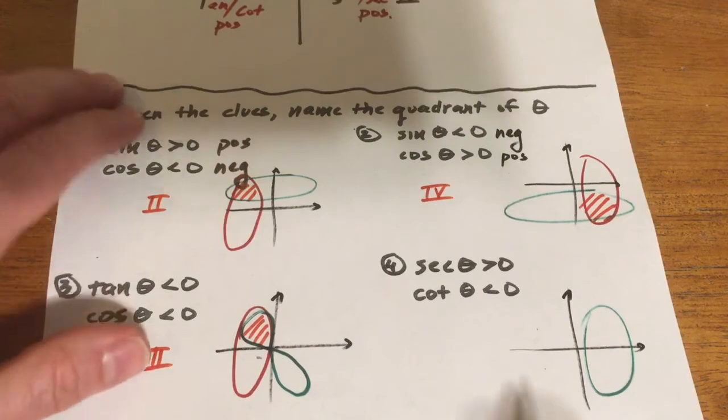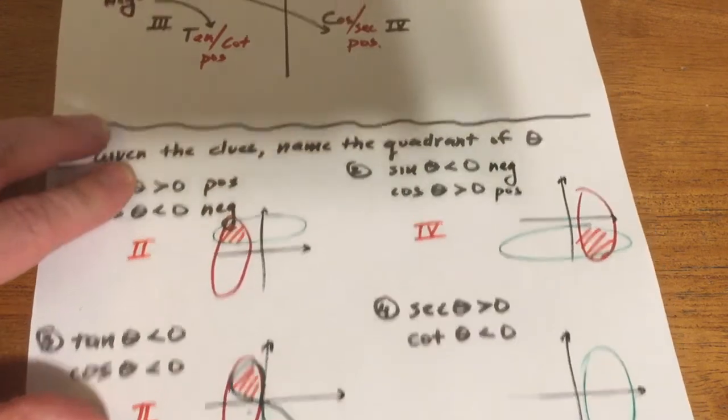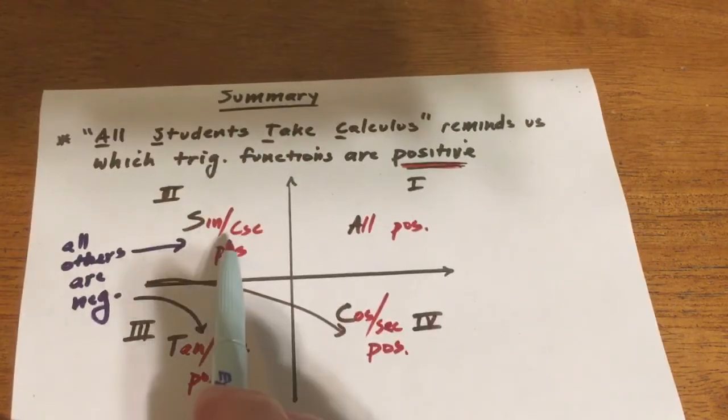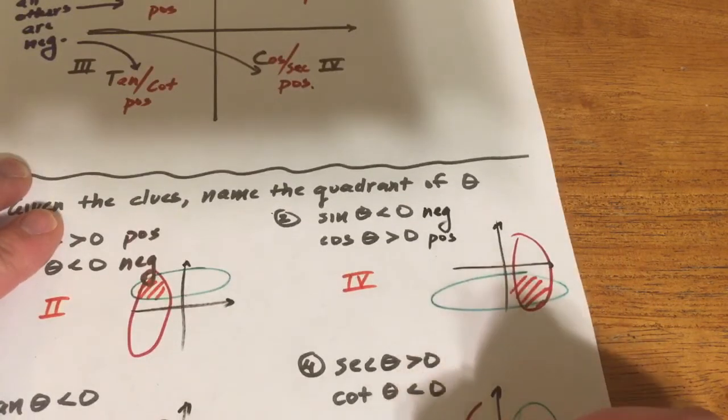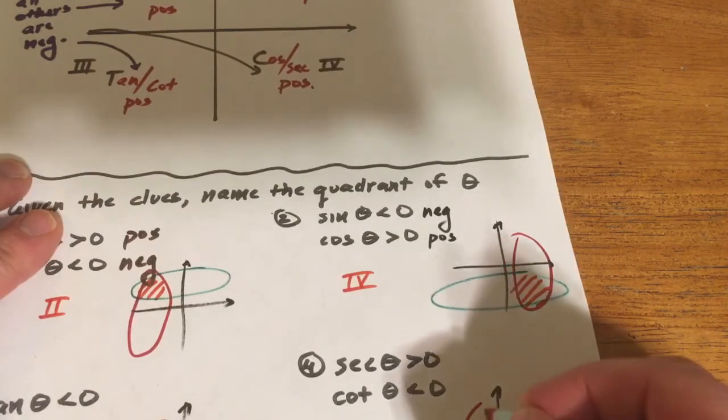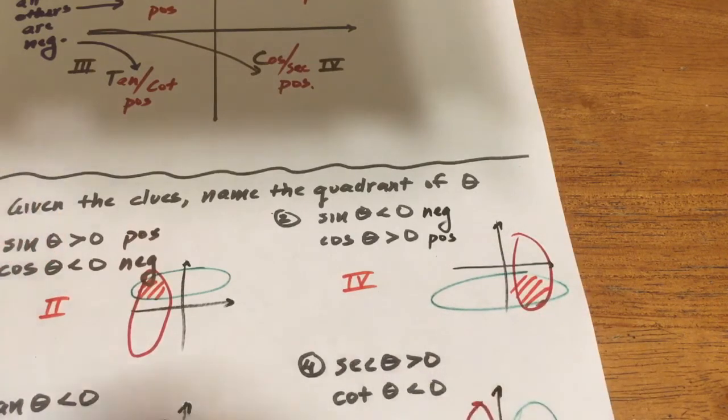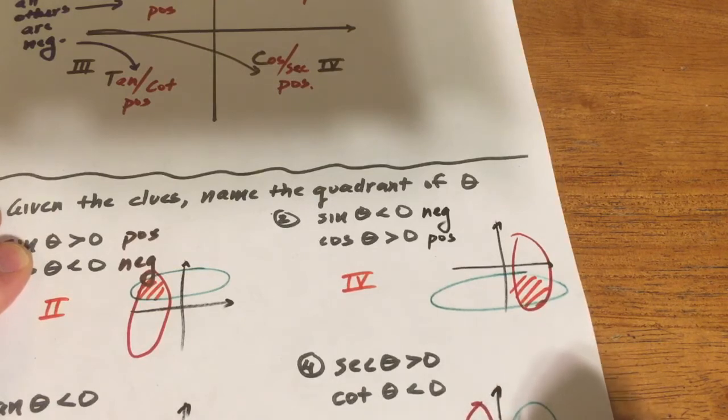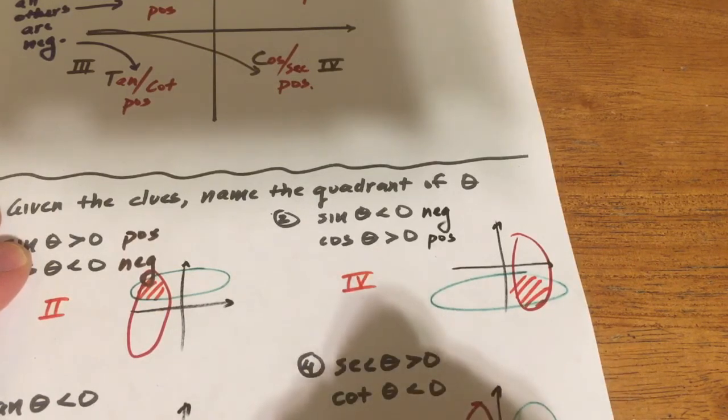The next part right here, cotangent is negative. Cotangent is going to be negative here and also here. So we're going to put one of those right here with a circle in quadrants 2 and 4. The circles intersect right there. So we are in quadrant number 4.